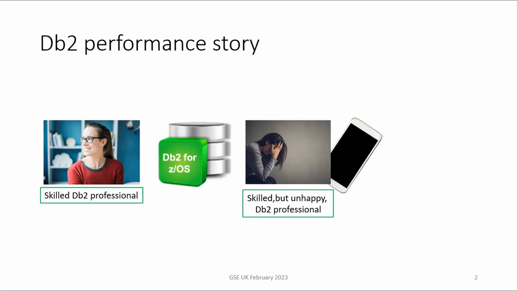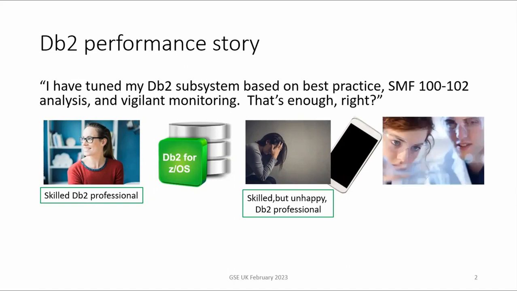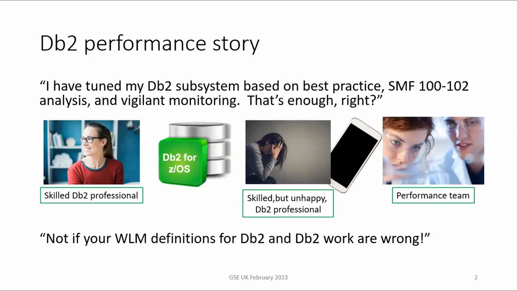So they call friends and say, can you help me figure this out? I have tuned my subsystem based on best practice. I've been looking at SMF 100 through 102 records very closely. I've been monitoring vigilantly. That's enough, right? And of course, the friends come in and start looking at the situation, and what they respond is, no, not if your WLM definitions for DB2 and DB2 work, that is the work that comes into DB2, are set incorrectly. Then you potentially have problems even if you work as hard as you can on the DB2 side.